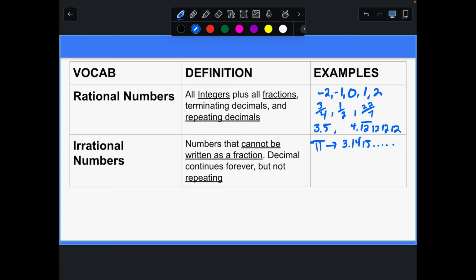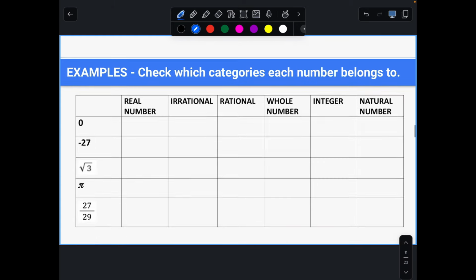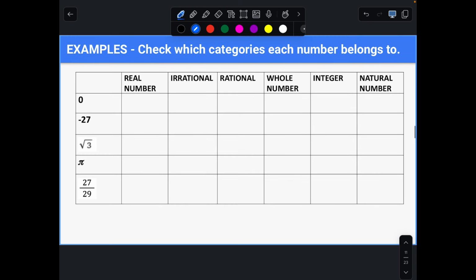Another example of an irrational number would be the square root of 2. If you were to type into a calculator, what is the square root of 2? Let me do that here real quick on my calculator. Square root of 2 is 1.414213, and so on. It continues forever. Those are all of the types of numbers that we will need to work with in this class. Now, going on to some examples: check which categories each number belongs to.